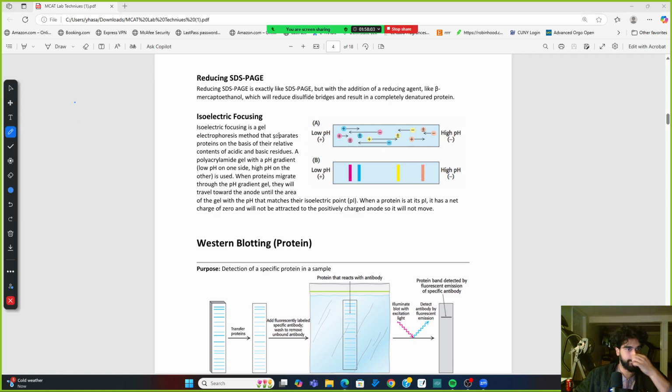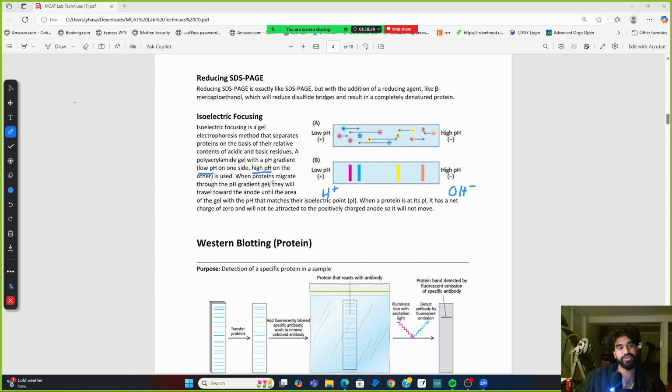Isoelectric focusing is a gel electrophoresis method that separates proteins on the basis of the relative contents of acidic and basic residues. A polyacrylamide gel with a pH gradient, low pH on one side and high pH on the other, is used, right? So this means that there's going to be a lot of OH minus over here, a lot of H plus over here, right? So that means this side's going to be negative and this side's going to be positive, right?